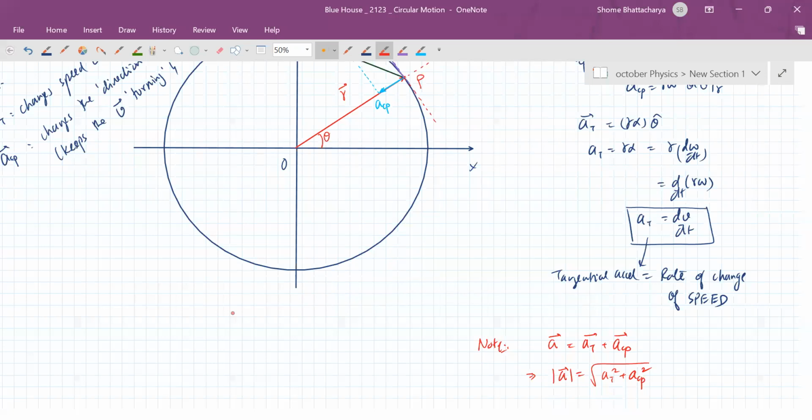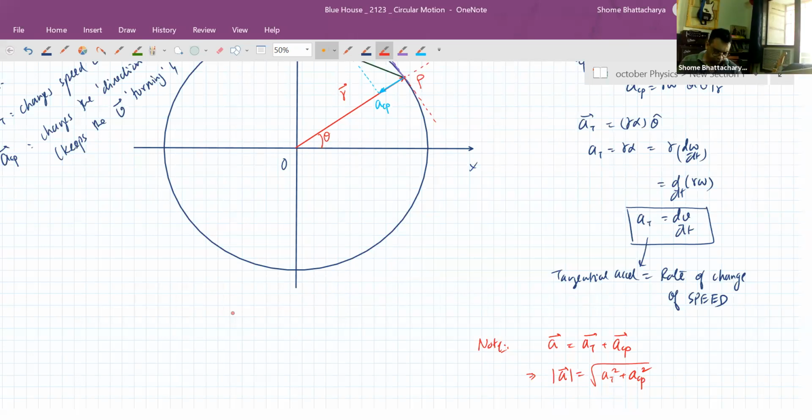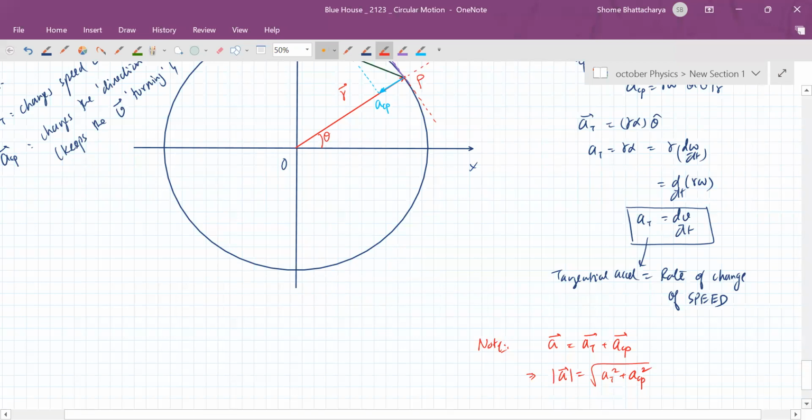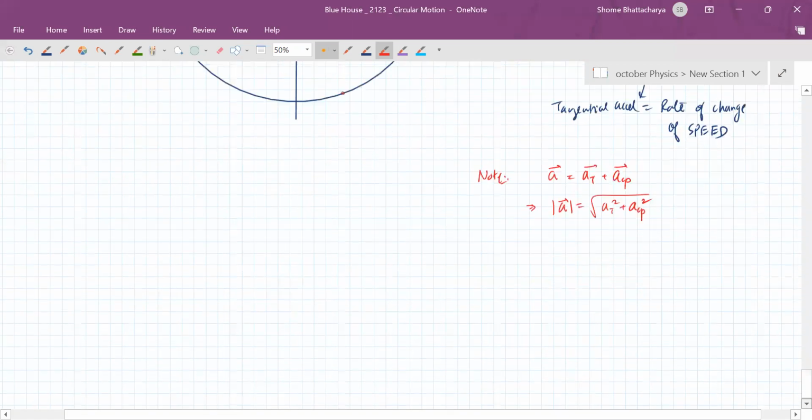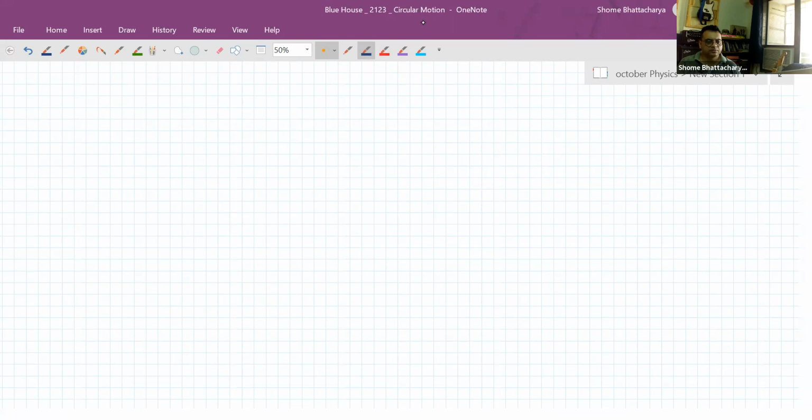Sir, done copying. Okay, done now. Now let's look at some numerical examples.